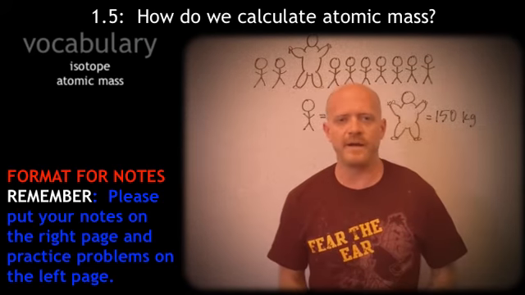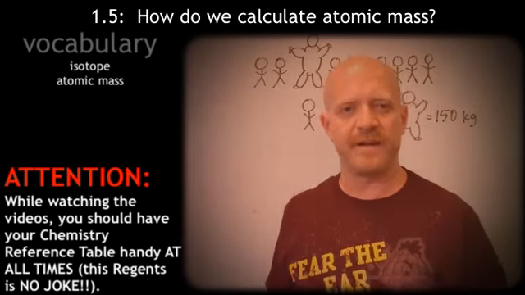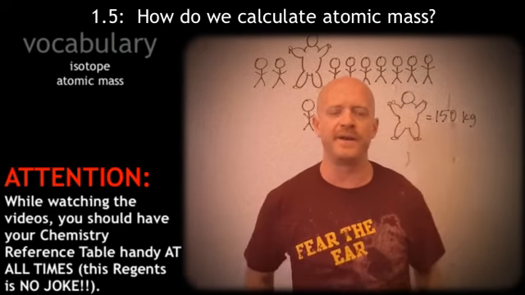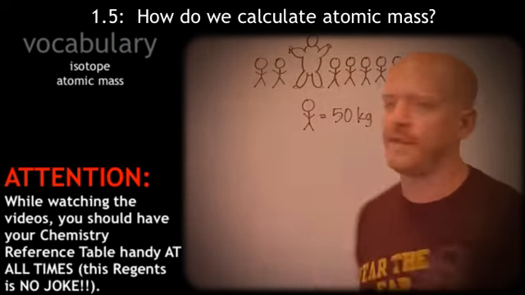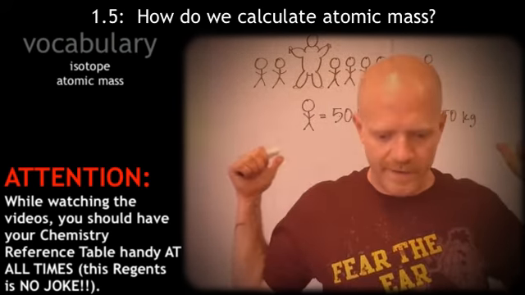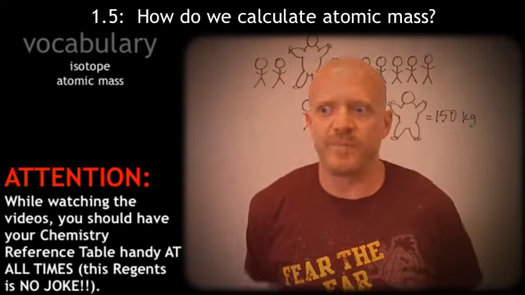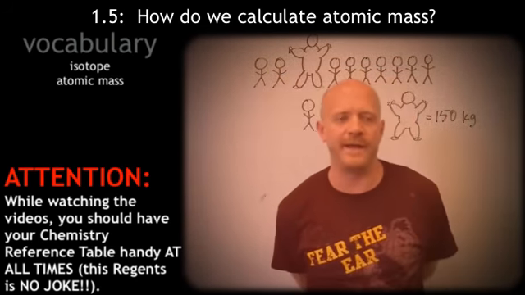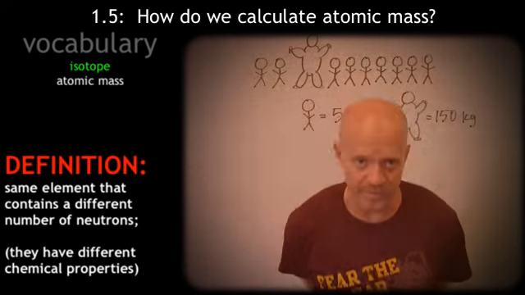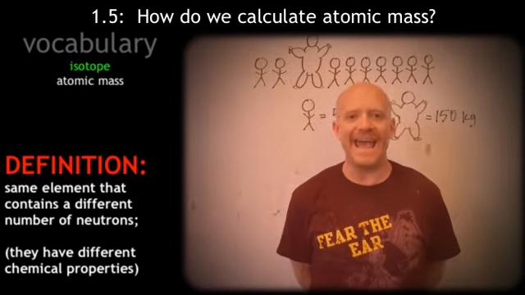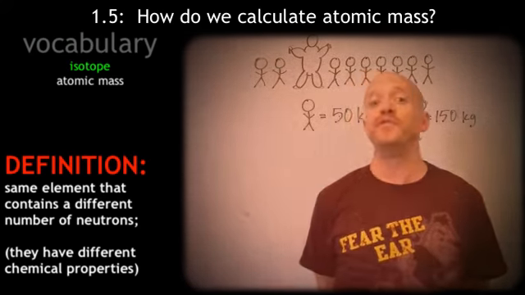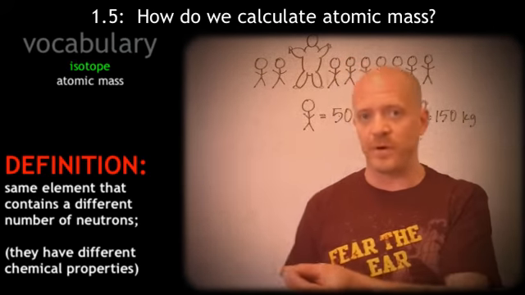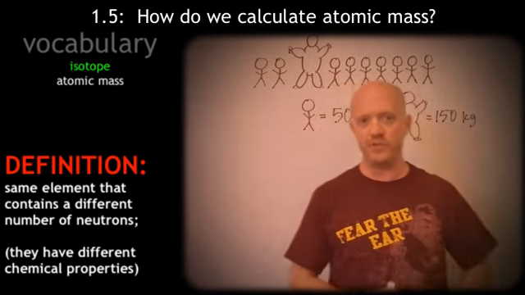Hey, today we're going to talk about a couple different things. We're going to talk about isotopes, we're going to talk about percent abundance, and we're going to do a little bit of a calculation problem regarding a simple little story problem. But before we begin, an isotope is an atom that has a different number of neutrons. It has the same number of protons, but it has a different number of neutrons.